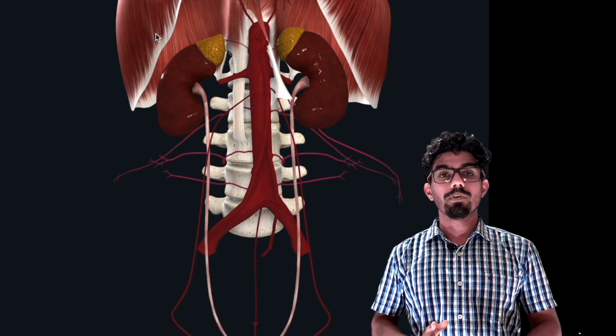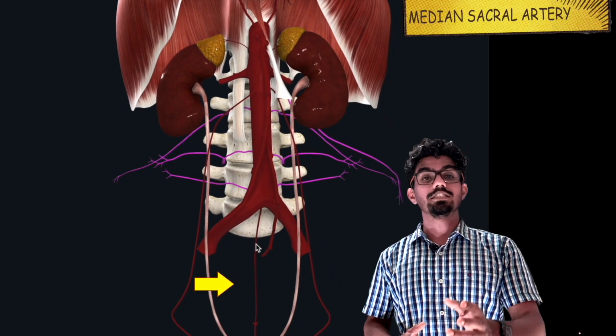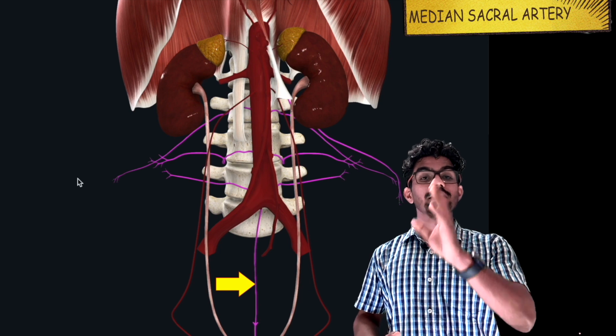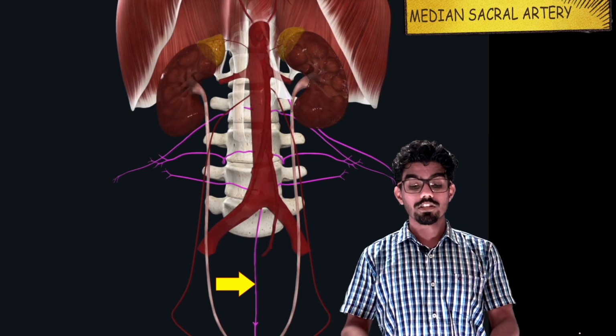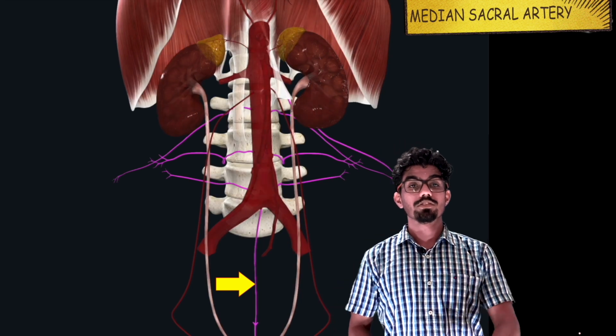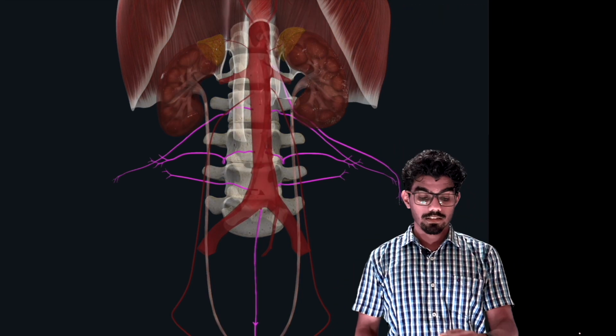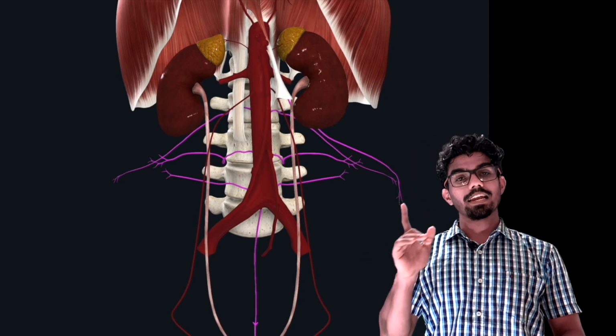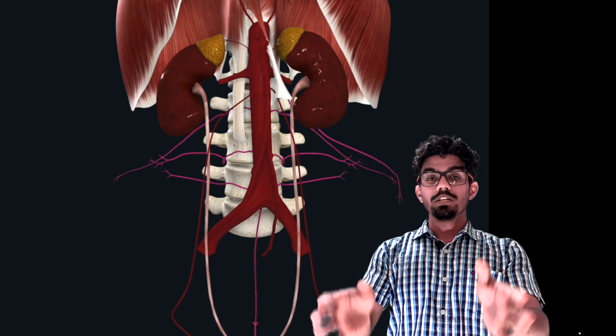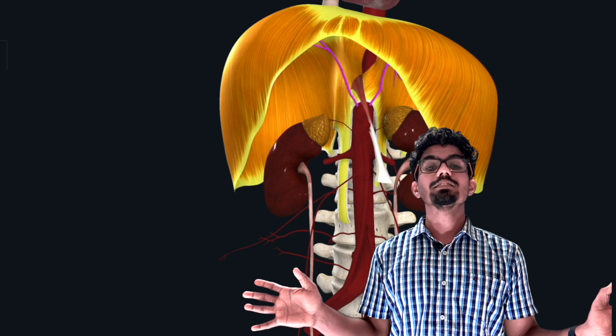Another posterior branch of the abdominal aorta is the median sacral artery. This median sacral artery arises just before the termination of the aorta. Clear? So there are two posterior branches. One is the lumbar arteries, another one is the median sacral artery. Clear? Now there are four lateral branches.